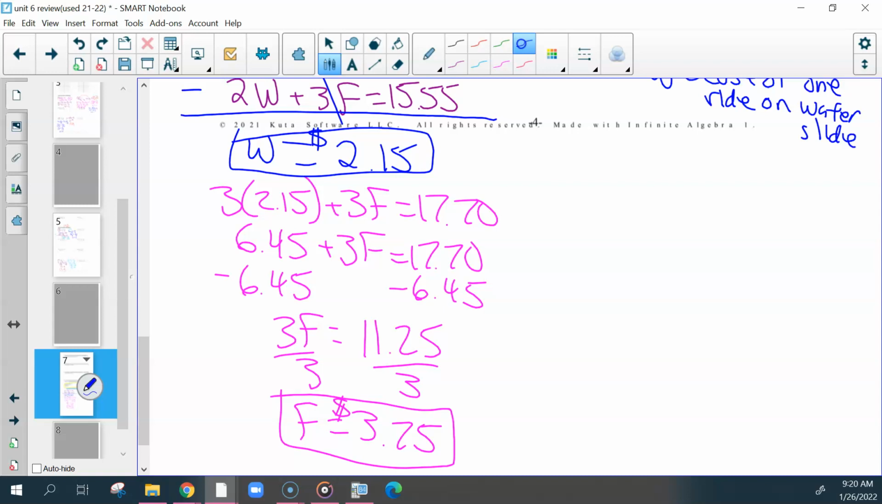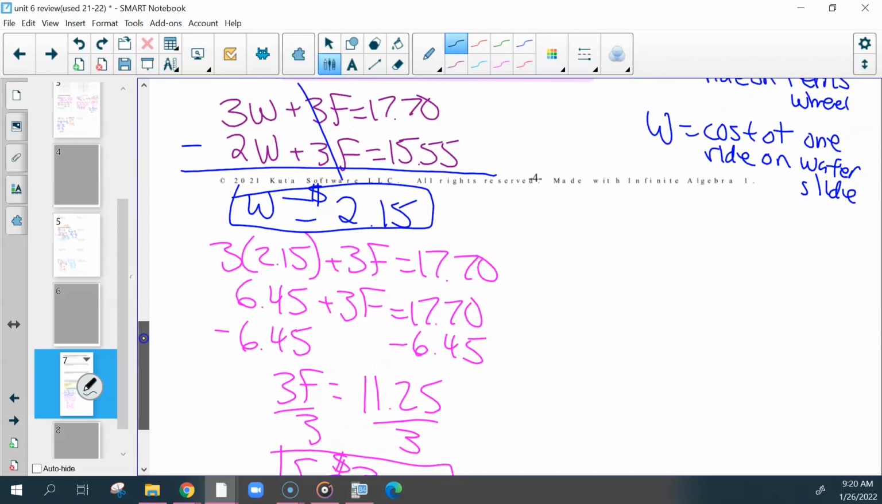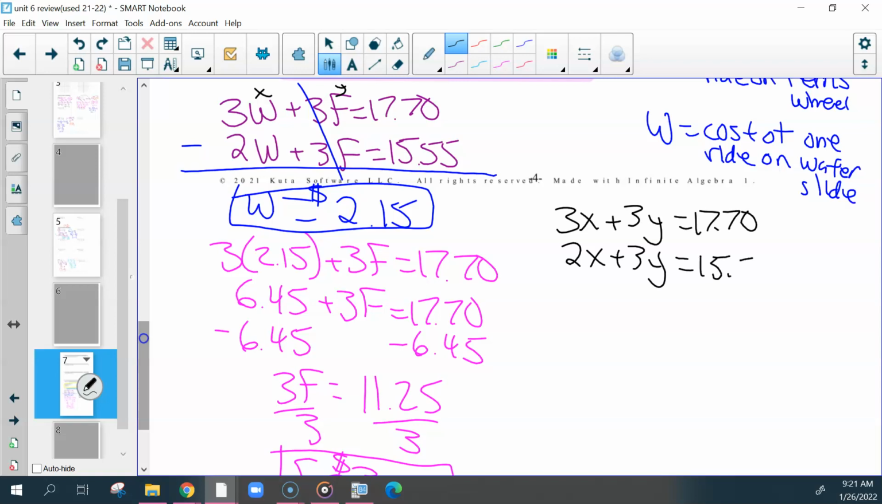Does anyone want to see this using substitution or graphing? Graphing. So for graphing, we're going to take our two equations and change our variables to x and y. Doesn't matter which one, just be consistent. So let's say I make my w's x and my f's y. That would be 3x plus 3y equals 1770, and 2x plus 3y equals 1535.